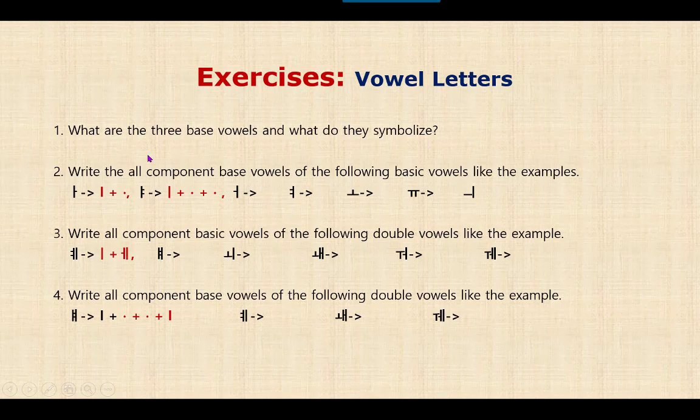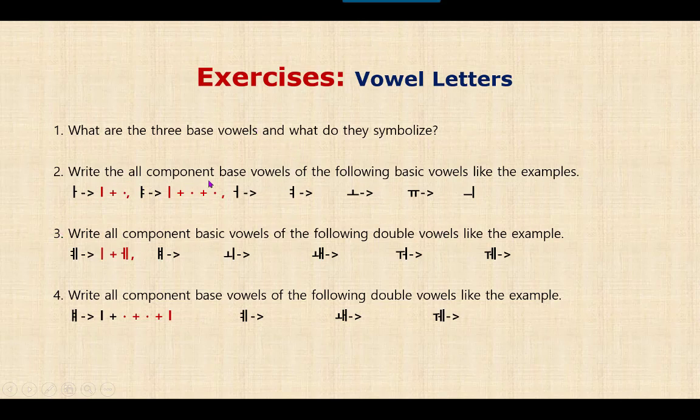So nowadays, the dot has disappeared. It is converted into a short line. So all Korean vowels are combinations of what? A short line, a horizontal line, and a vertical line. Those three are the base vowels. Okay?